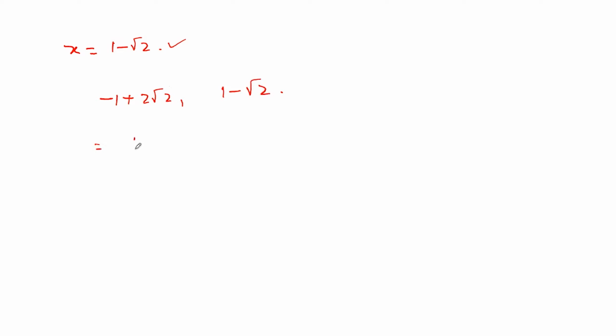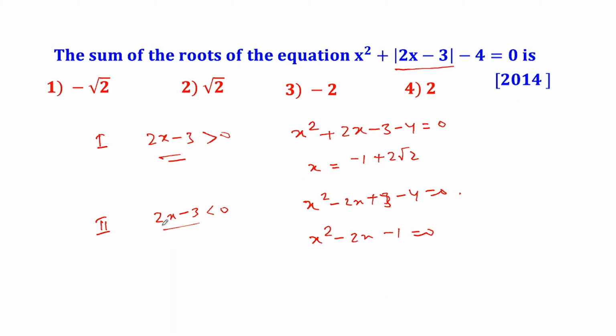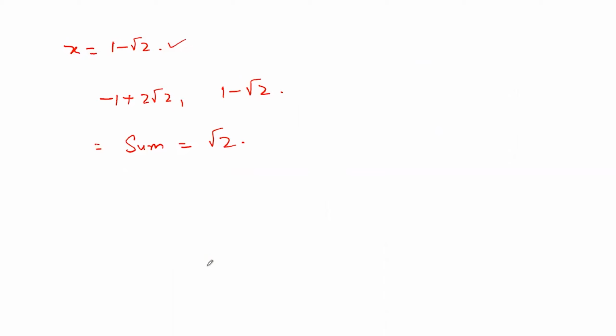So the sum of the roots in this case, the sum of both the values, 1 cancels out, and this will be only root 2, right? So simple question, but you have to be careful. A condition is given: if you're taking 2x minus 3 less than 0, it means x is less than 3 by 2. Only take the value where x will be less than 3 by 2, right? So a few of the questions of quadratic we have done. Now we'll go for the complex one.